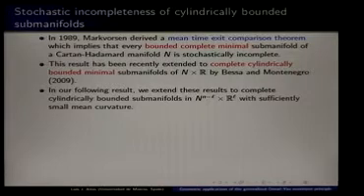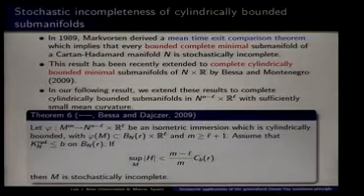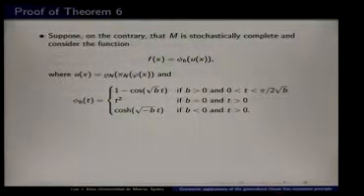And the theorem is the following. Consider an isometric immersion which is cylindrically bounded as this, and under the same assumptions as in our previous main result, we prove that if the supremum of the mean curvature is bounded from above by this quantity, then the manifold is stochastically incomplete. The proof of this theorem is as follows.